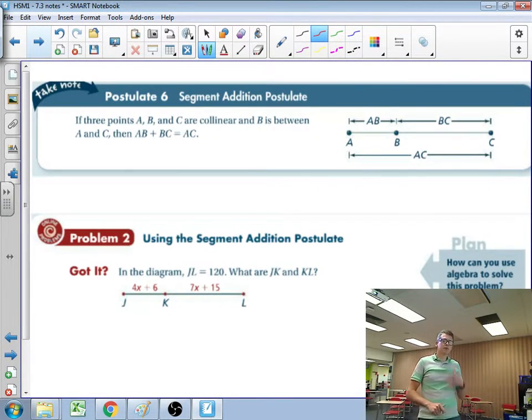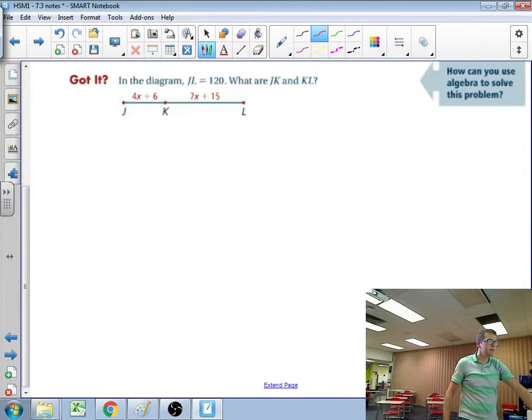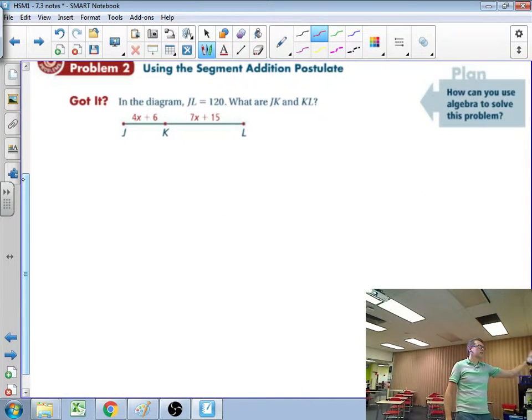So if we have 3 points that are all collinear, we can set up some mathematical equations with them. As we see up here, AB and BC are on the same line, and since they're collinear, we can connect AB and BC to just call it AC. So we know that AC is the sum of AB and BC. We can use this knowledge to help us solve problems just like this one.